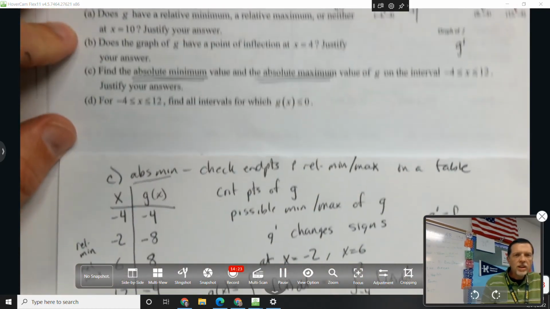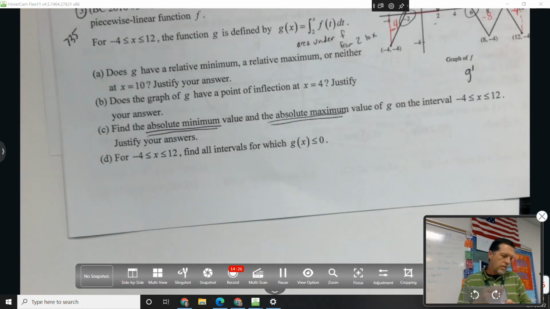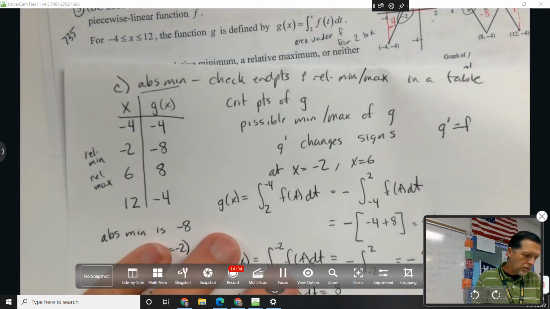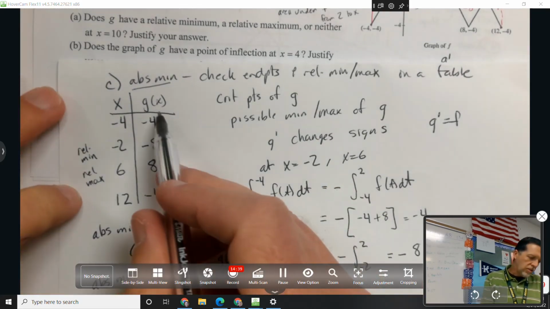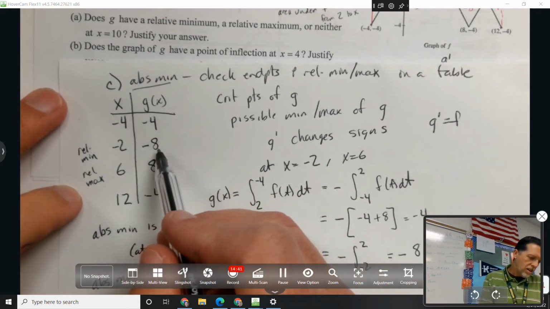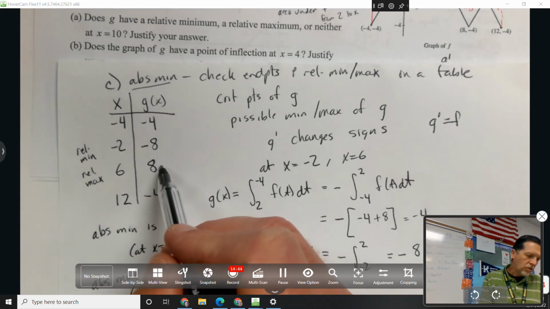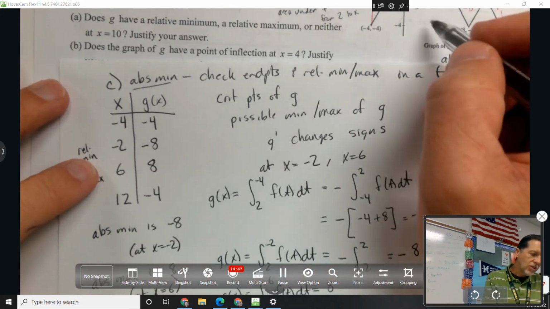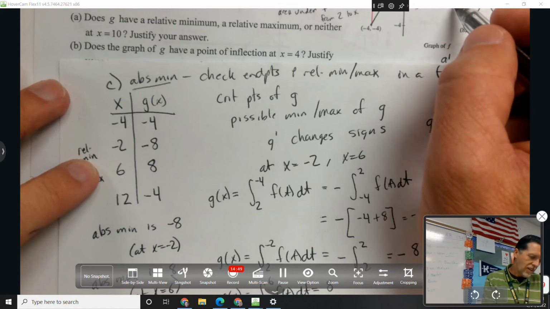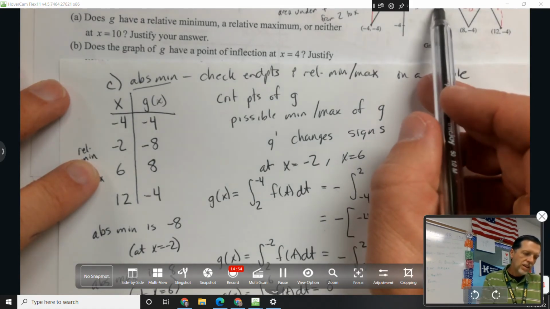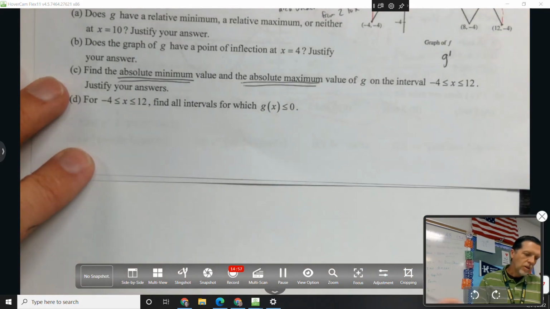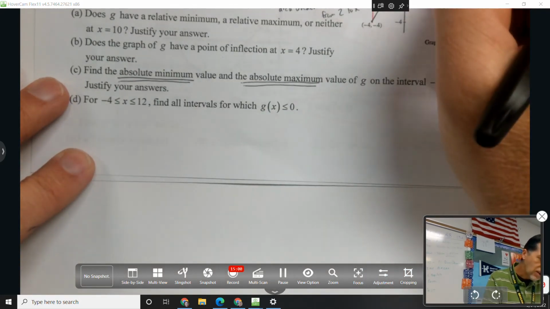Now, part D. Find all intervals for which g of x is less than 0. Wait, I think what we just did might help. G of x is less than 0. Oh, this is going to be a little bit trickier. So it changes somewhere between -2 and 6. Let's see. What's the easiest way to do this?